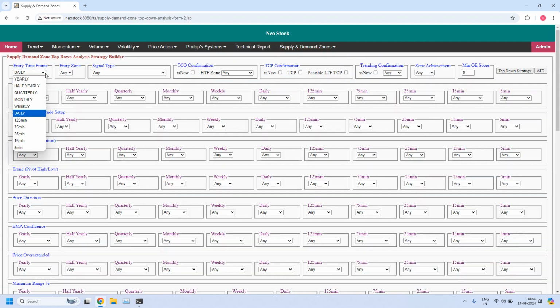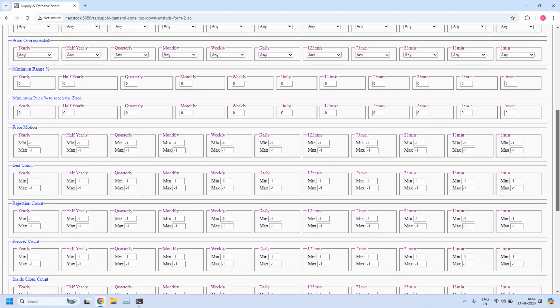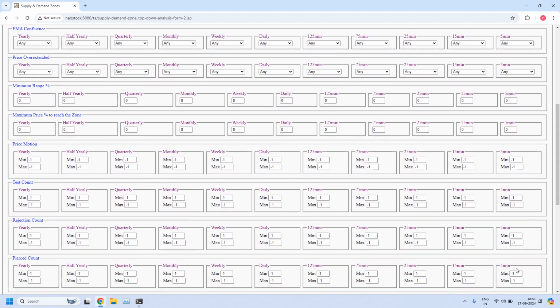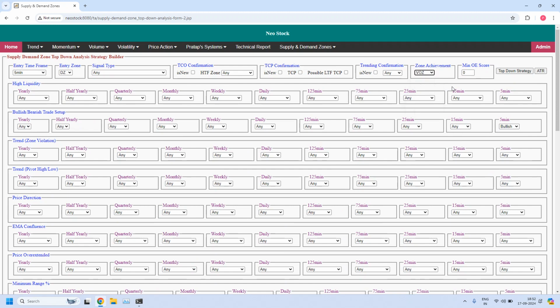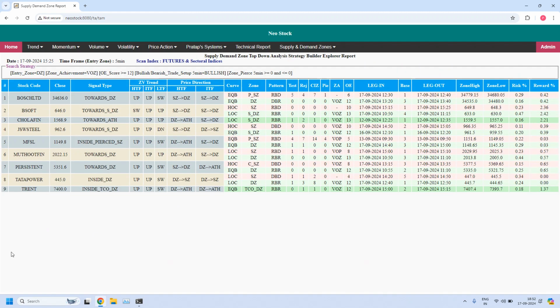Let's start with the bullish trade setup. For hourly income trade, the entry time frame is 5 minutes. Entry zone, demand zone for bullish trade setup, and also in the bullish or bearish trade setup parameter for 5 minutes, I am selecting bullish. The 5 minute demand zone should not be pierced. So in the pierced count at 5 minute time frame, I am setting minimum value 0, maximum value 0. Zone achievement is violated opposing zone. Minimum order enhancer score should be 12. All the three filters are applied to the 5 minute demand zone. Let's verify. 9 stocks are filtered.